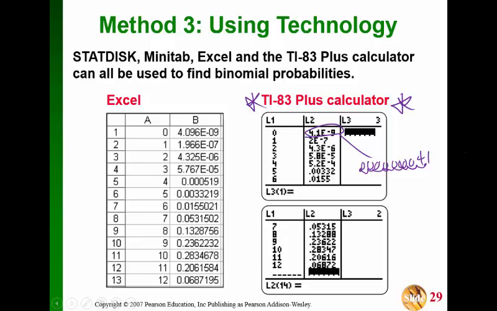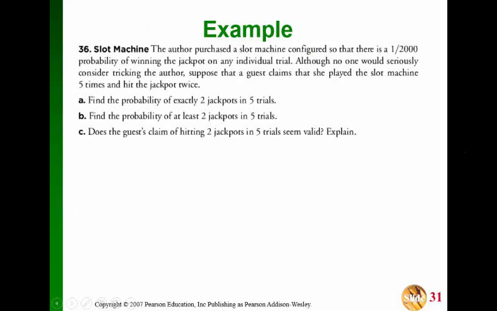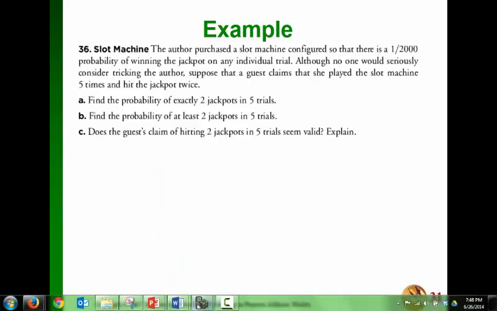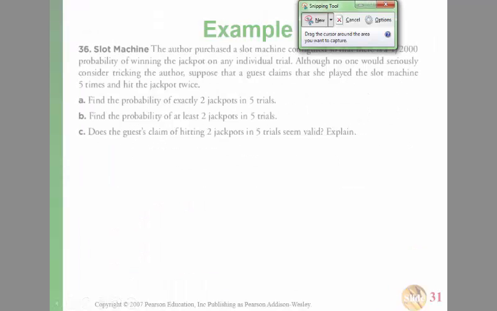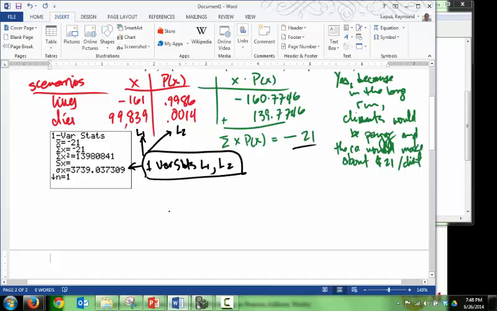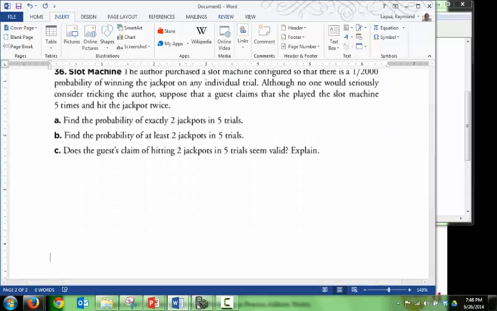All right, so we're going to use a calculator to figure out these probabilities, and so let's take a look at it. Here's an example, a slot machine. So let's take a picture. Let me take a picture of this and put it into another file so I can annotate it.